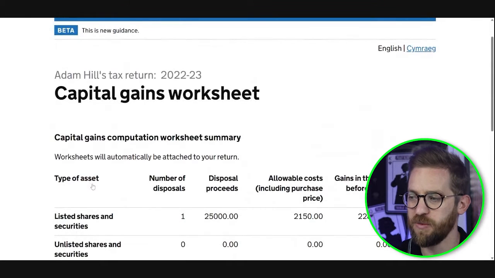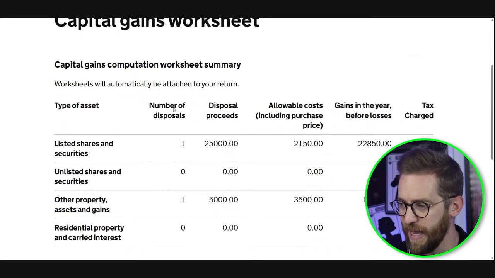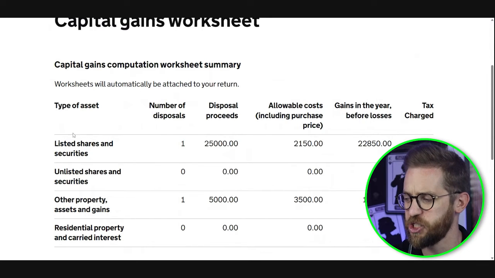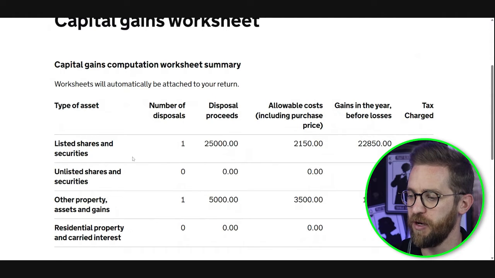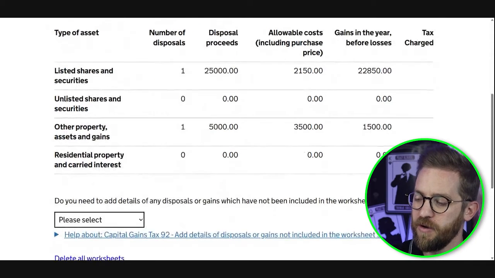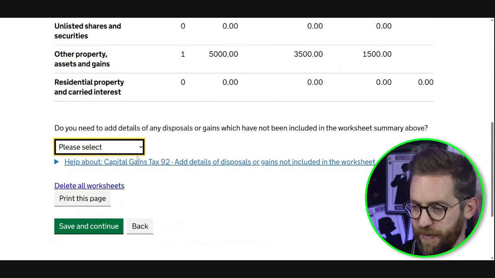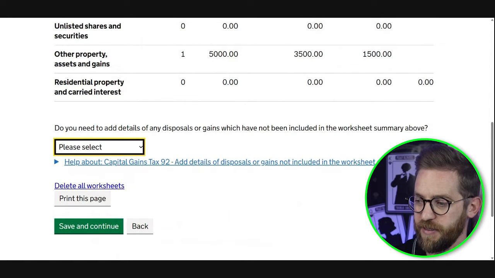And then we're presented with the worksheet. So this details all of my disposals, all of my gains. I've got my listed shares in here with a total gain of £22,850. And then below that, I've got other property, which will be my painting. And I made a gain of £1,500 there. From here, you can then either confirm that you're happy. So I'll say, no, I'm happy to use these figures.